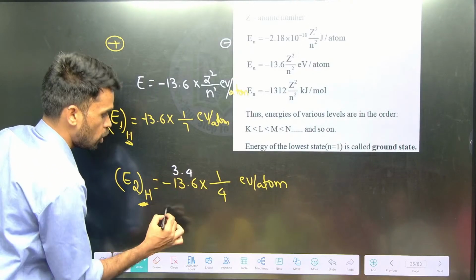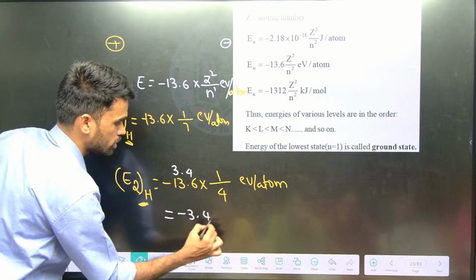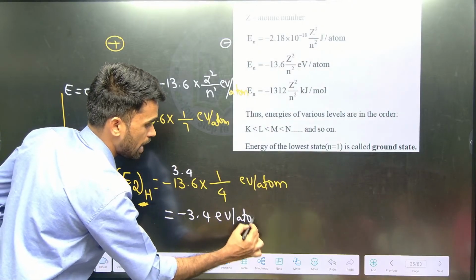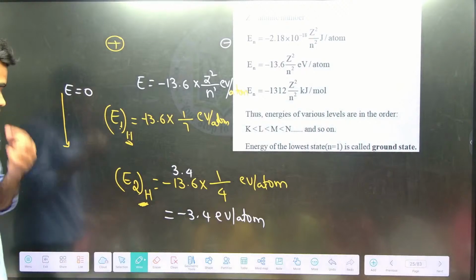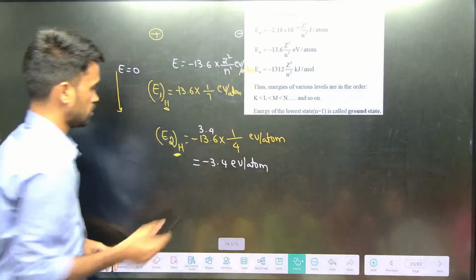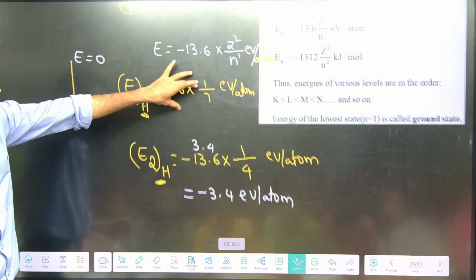3.4. So how much did you get? Minus 3.4 electron volt per atom. Okay, so now you do E3. Yeah, E3, you do it and tell me.